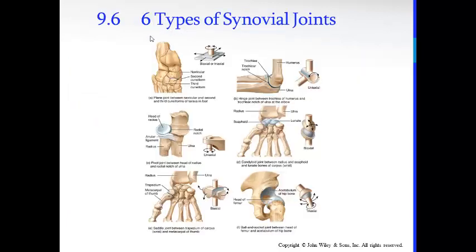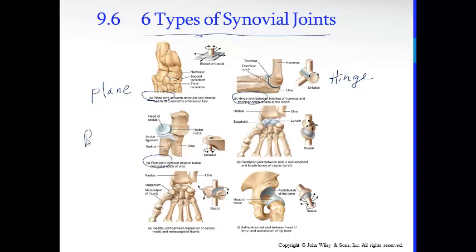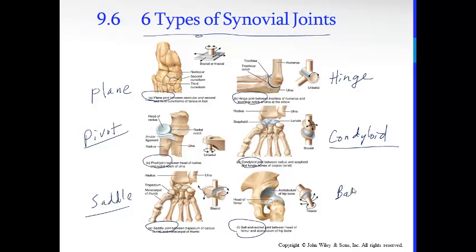Now we have 6 types of synovial joints. We will take a look at each one of them carefully. So we have plane joints, and we also have those that look like a door hinge, a hinge joint. We also have those that rotate around, the pivot joint, and those that have more of an oval shape, condyloid joints. And also we have the saddle joint, which looks more like a saddle, and my favorite, ball and socket.